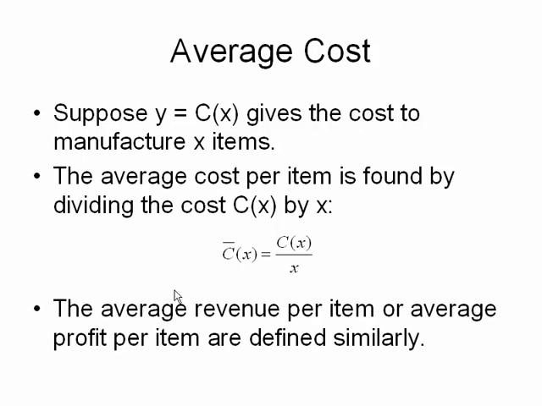The average revenue per item or the average profit per item could be defined in the same way. We could have an R bar, which would equal R of x divided by x, or a P bar, which would be average profit, and that would be P of x divided by x. But here we're going to just work with average cost, because that's the thing that you usually work with in business. You want to minimize that average cost as much as possible in your business.